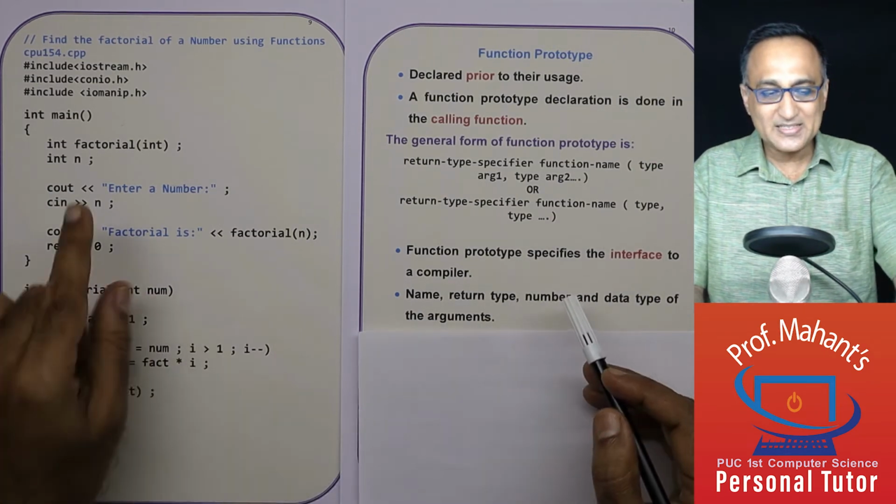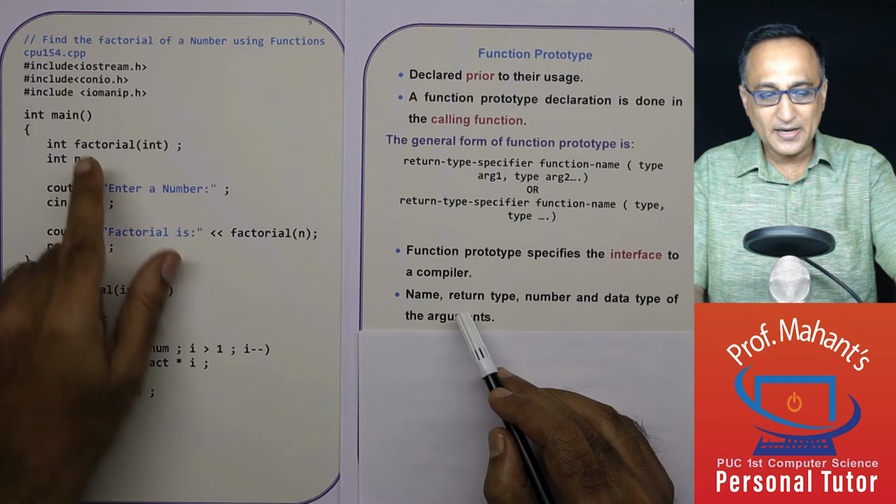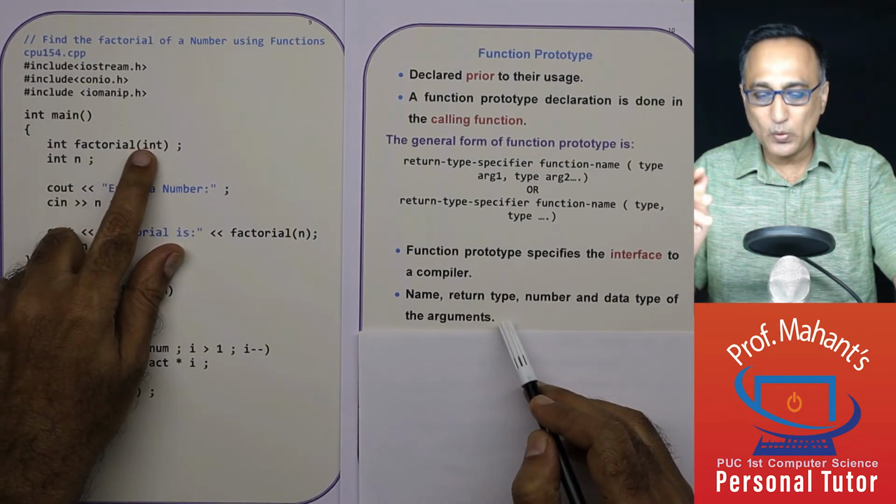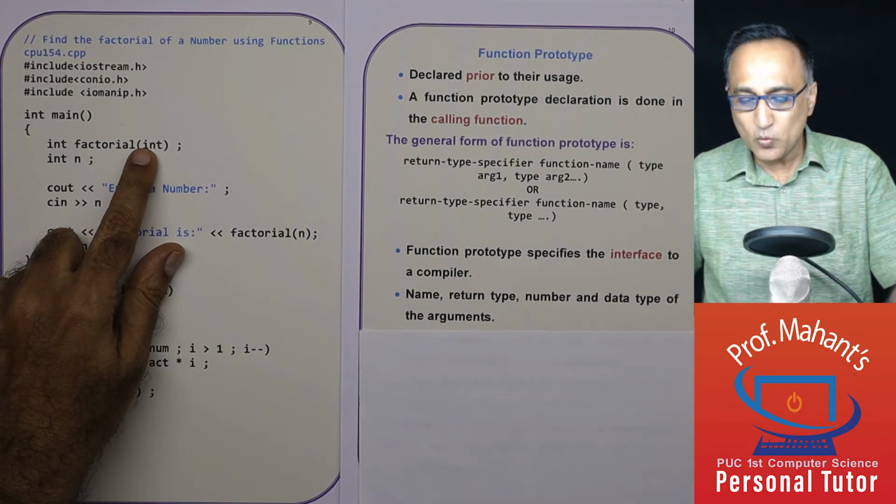So the prototype contains the name, return type, and number or data type of arguments. Here the number and data type happen to be int and one argument. So what does the compiler do?